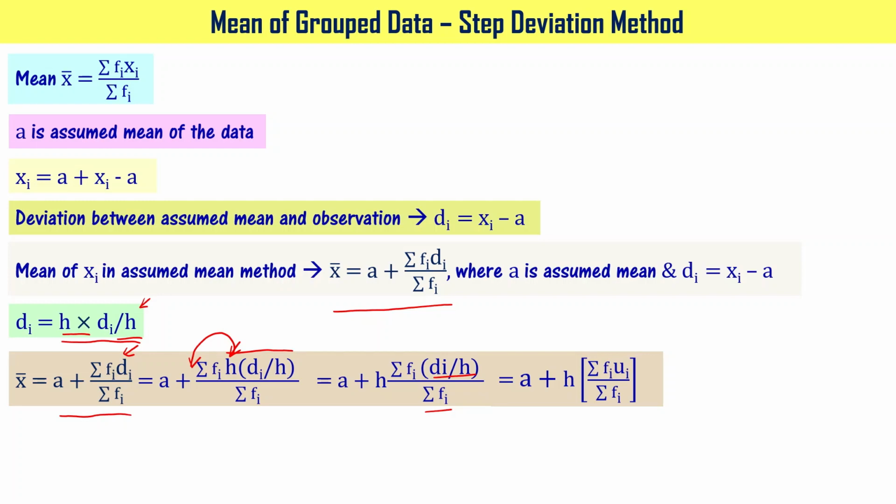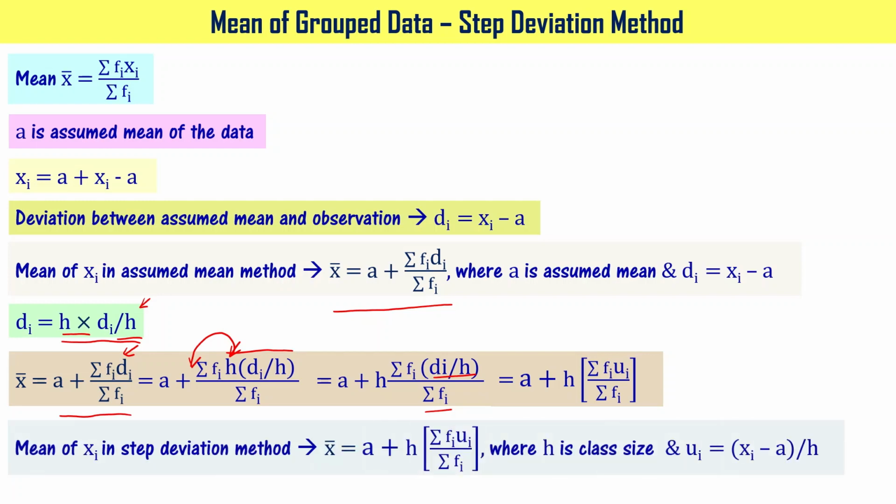Let me write that now. The mean of xi in the step deviation method is x bar equal to A plus h times sigma fi ui divided by sigma fi, where h is the class size and ui is xi minus A divided by h. In other words, you can say that ui equal to di by h also, right? I hope you understood the formula, how you obtained the formula for the step deviation method, right?